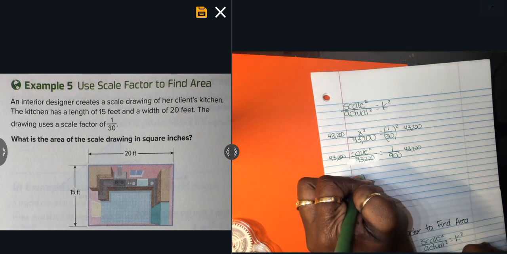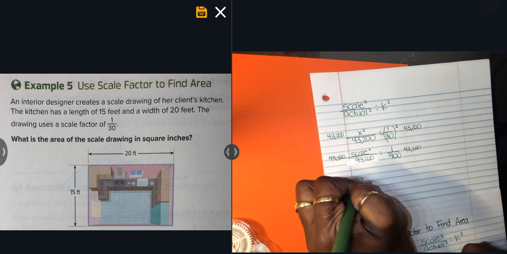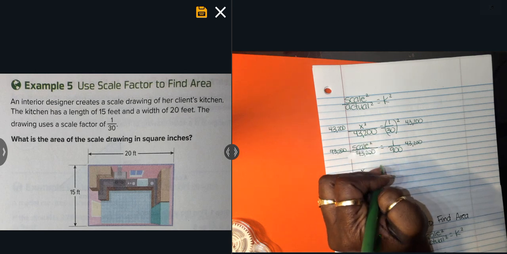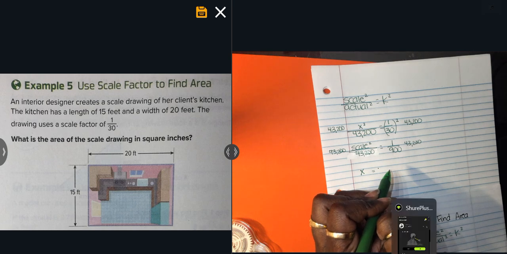And then from previous examples, remember I can use cross canceling to cancel that out. I'm left with X or whatever it is that we're looking for. So I'm looking for the scale. We're going to just replace that with X. And we know it's going to be squared because everything else has been squared. So now we have 43,200, and we're going to divide that by 900.